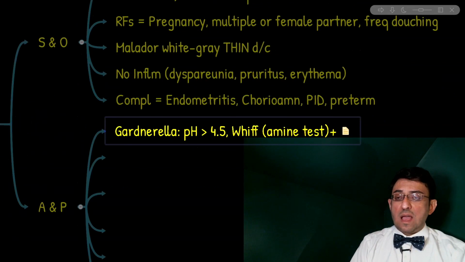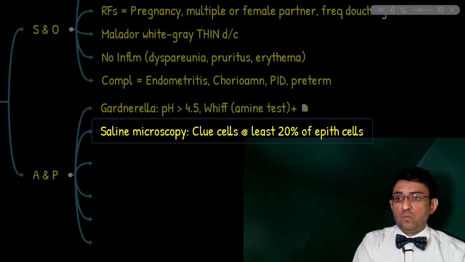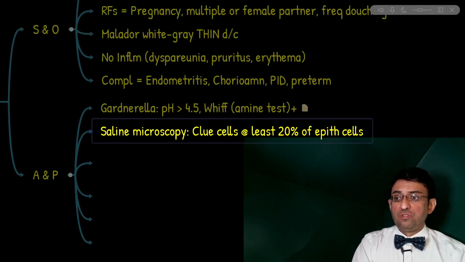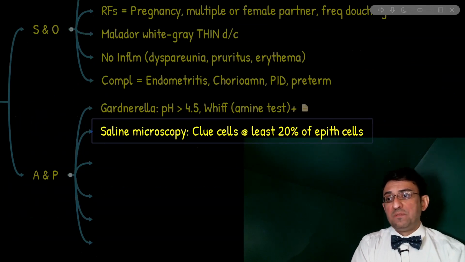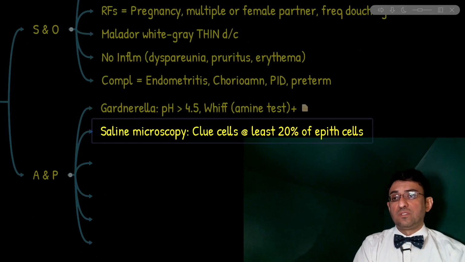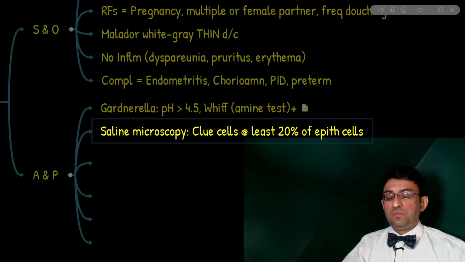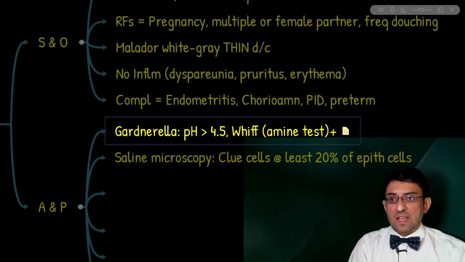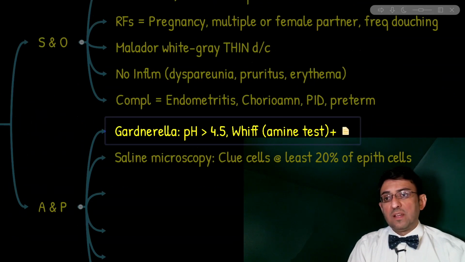Describe the lab assessment. We have wet mount or saline microscopy office test, which shows clue cells on at least 20% of vaginal epithelial cells. What are these clue cells? At least 20% of vaginal epithelial cells that are covered by these gram variable rods. What are the other office tests? We have potassium hydroxide or amine or whiff test, in which volatilization of amines by KOH produces a fishy odor.